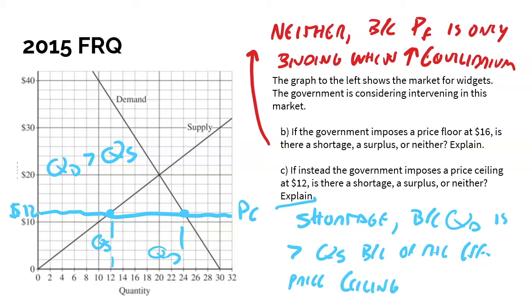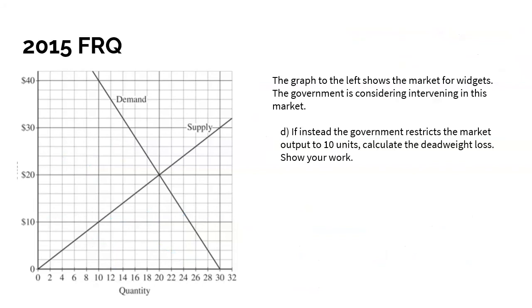All right. And so the last question asks us, well, what happens if the government restricts the market output to 10 units? Calculate the deadweight loss, show your work. So here, 10 units is right here. So at 10 units, this right here is our quantity demanded. This right here is our quantity supplied. So if we just draw a dotted line all the way down, that represents how much the producers are going to produce if the government restricts the market output to 10 units.